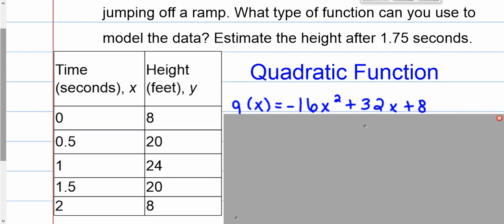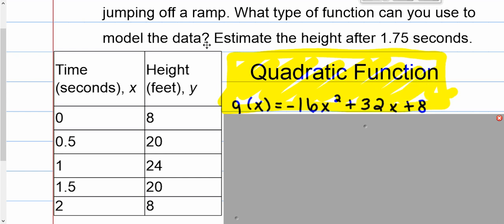So let's look back and see what questions are asked, what we've answered, and what we have left to answer. It says, what type of function can you use to model the data? Well, that's the quadratic function, and we wrote down what the actual rule was for the function. So question 1 is answered, and we're going to use both of these for the answer of that first question.